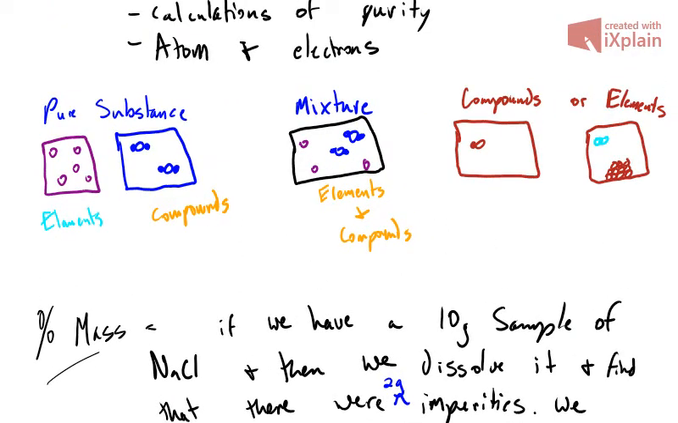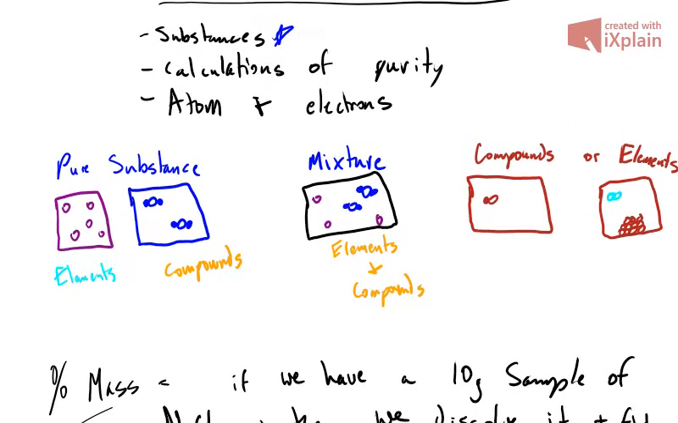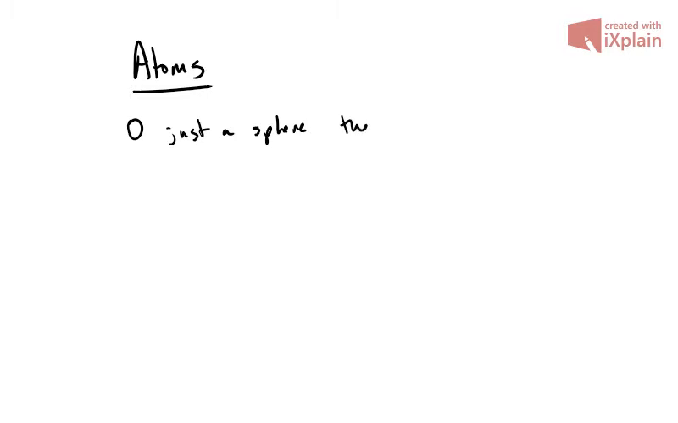Now lastly, and the most important part of this, is talking about atoms and electrons. Atoms went through a couple different historical models. The first one being Dalton's, where he said, you know what, it is just a sphere that cannot be broken down.